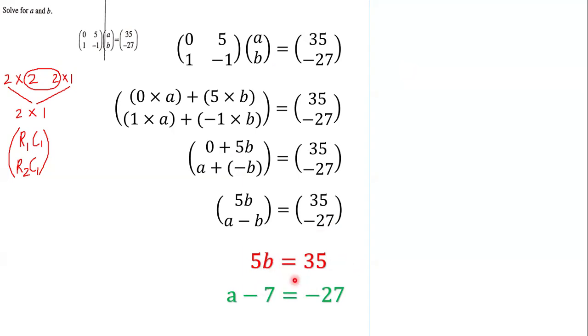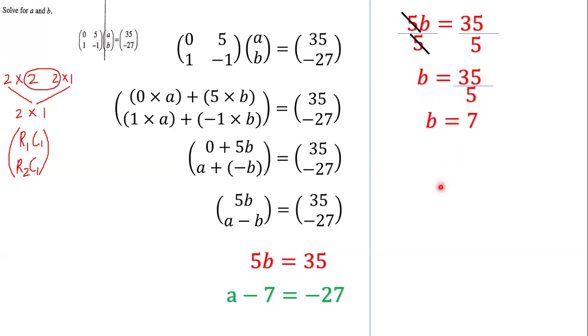Now we're going to solve these equations so that we can figure out what A is and what B is. We have 5B is equal to 35. In order to solve this equation, we divide both sides of this equation by 5. We cancel that with that. And so we are left with B is equal to 35 divided by 5, which means that B is equal to 7.